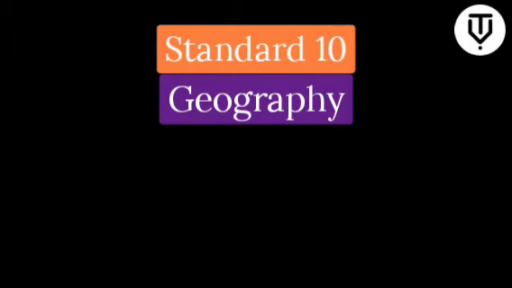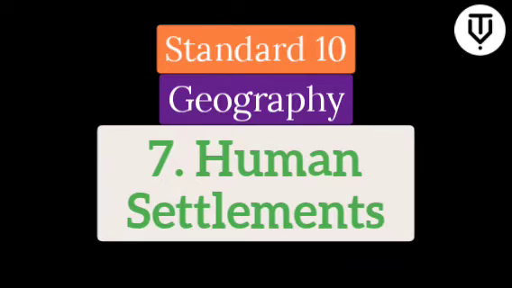Geography, 10th standard, chapter number 7, human settlements. I want everyone to be on page number 46. We start with the examples of settlement patterns in India. They are giving us the figure 7.1a and they are asking us to study the settlement patterns in this figure plus 7.1b. Both the figures we need to compare.